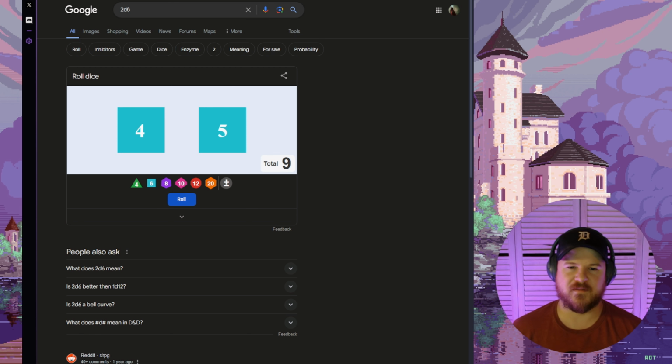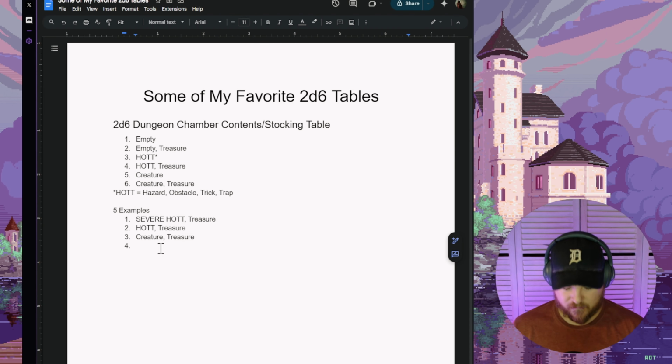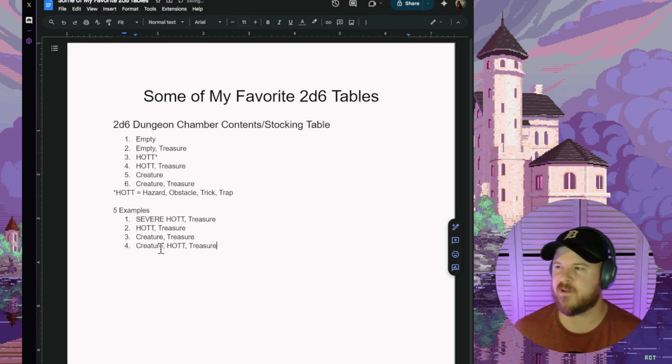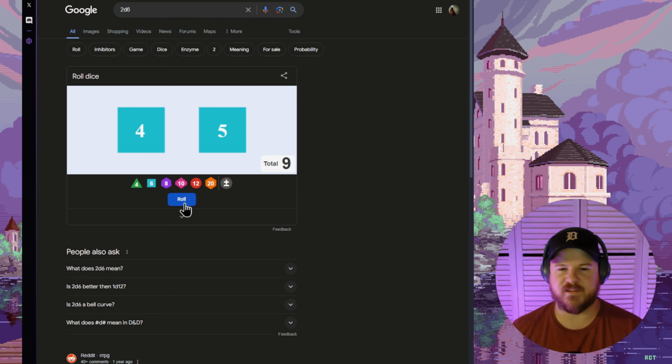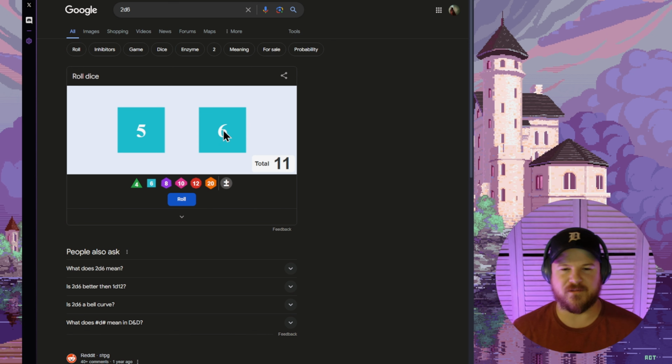Okay, so here we go. So 4 is a hot treasure and 5 is a creature. So now we have one where we have some mixing going on. We've got a hot and we've got a treasure. So I might want to determine, okay, what is the status of this dungeon? Because I'm doing it randomly on the fly. And I am just going to roll 2d6. Like I said, I have another table for this. Oh, okay. Alright.